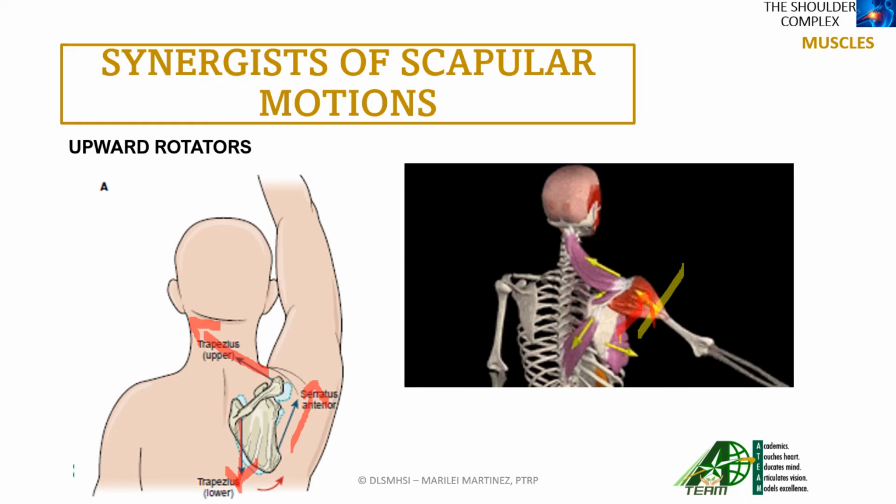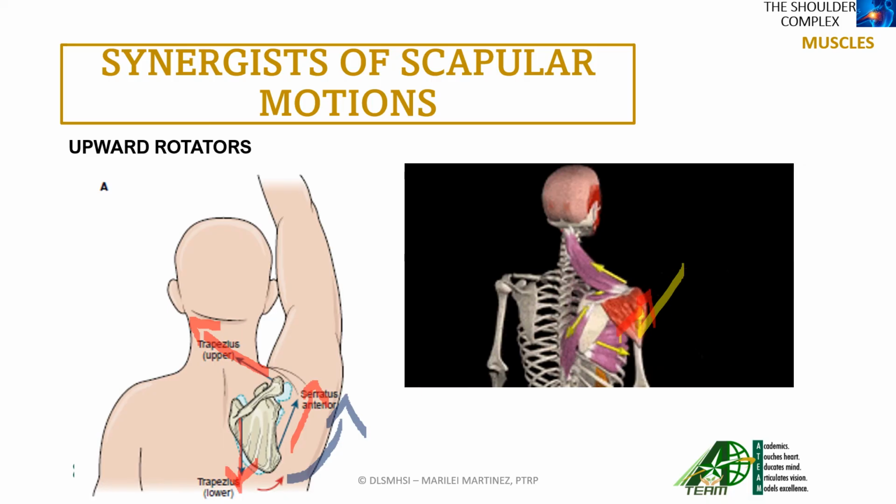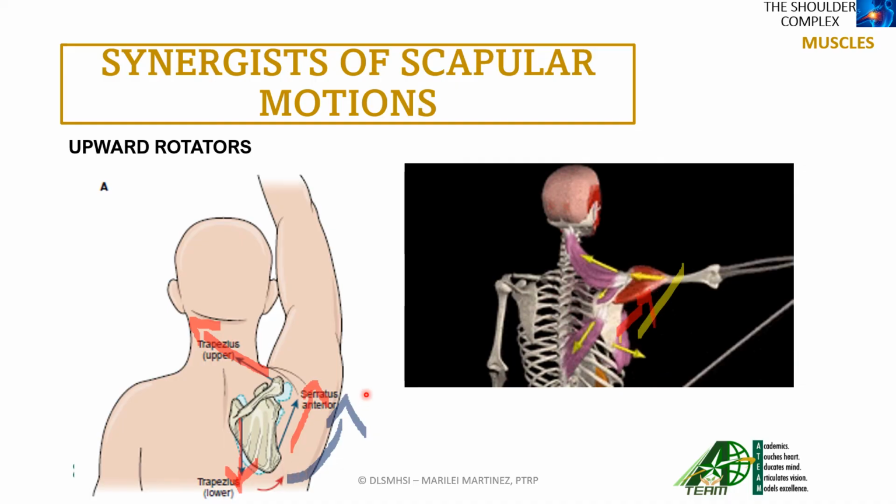Okay? Now, if these muscles contract simultaneously, these linear forces will result in a rotatory force in the scapula, specifically the upward rotation of the scapula. Can you imagine? So this one and this one, when combined, will cause upward rotation of the scapula.